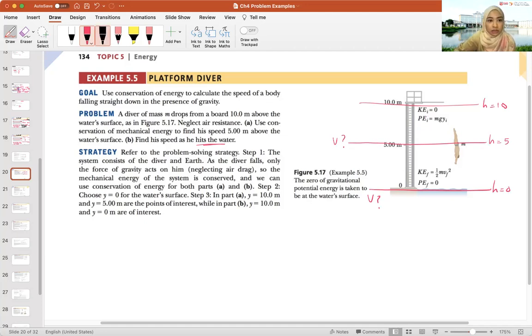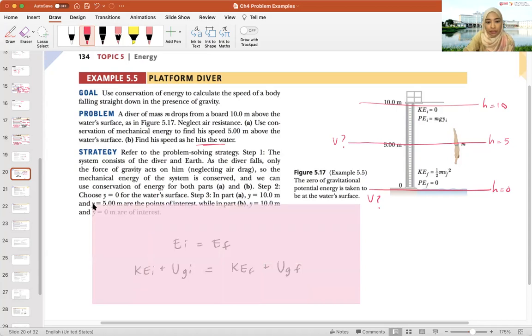What is the equation? So it is EI equals to E final. We are neglecting air resistance. Therefore, we don't have any non-conservative work done. So that's great. So EI is KE initial plus UG initial. Kita tak ada spring kat sini, so we don't have to include that. So KE final plus UG final. No non-conservative force. Air resistance is neglected. Okay. So this is our starting point. Now we try to fill in our equation.